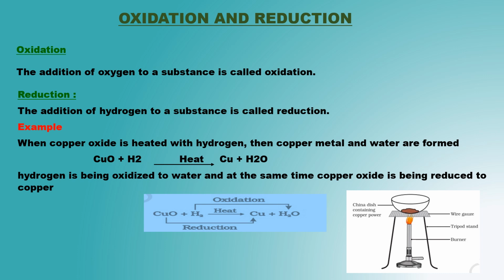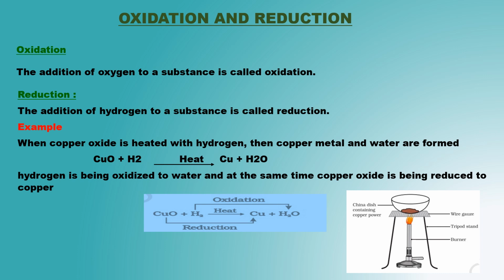Now, by definition, removal of oxygen from a substance is called reduction, so we can say that copper oxide is being reduced to copper. In this reaction, H2 is changing into H2O. That is, oxygen is being added to hydrogen. Now, by definition, addition of oxygen to a substance is called oxidation, so we can say that hydrogen is being oxidized to water. We find that hydrogen is being oxidized to water and at the same time copper oxide is being reduced to copper. This shows that oxidation and reduction occur together.